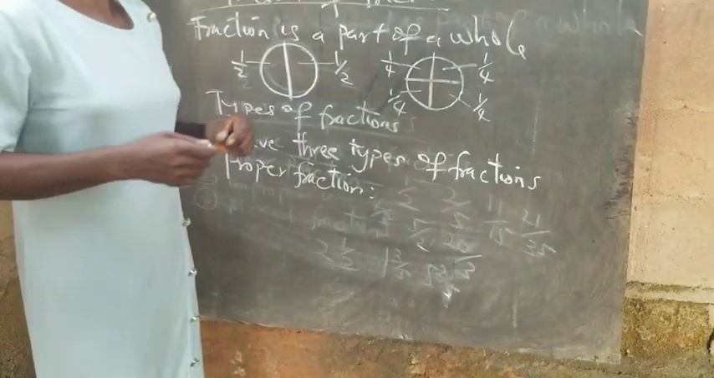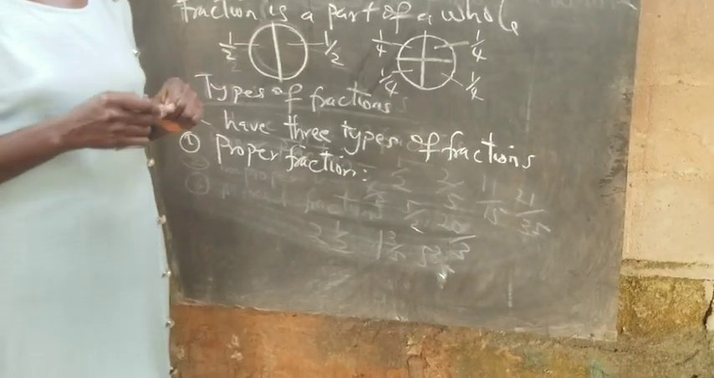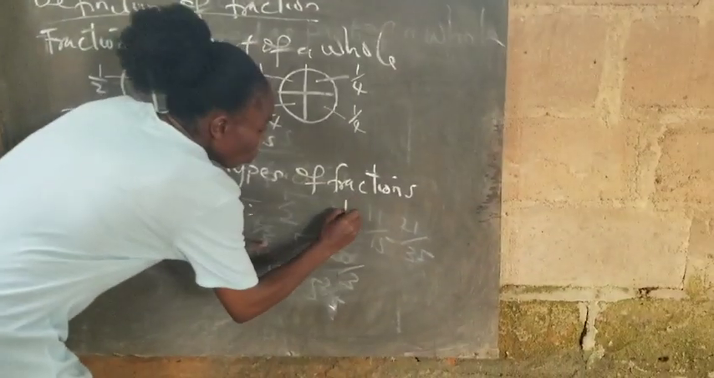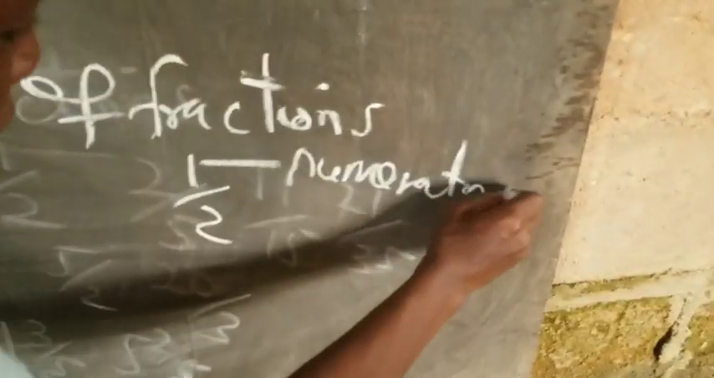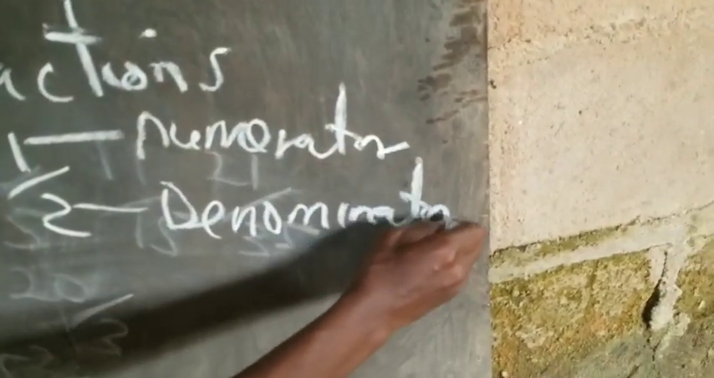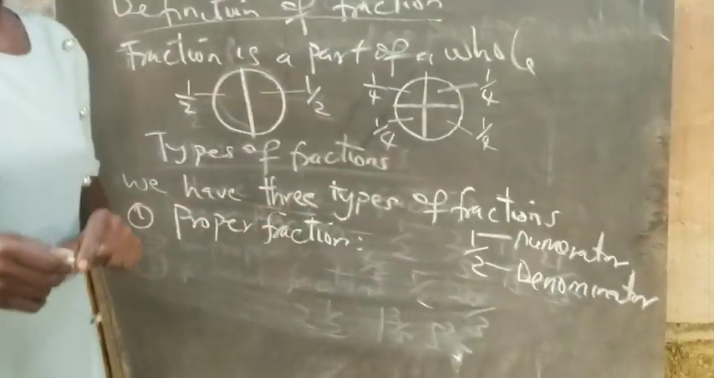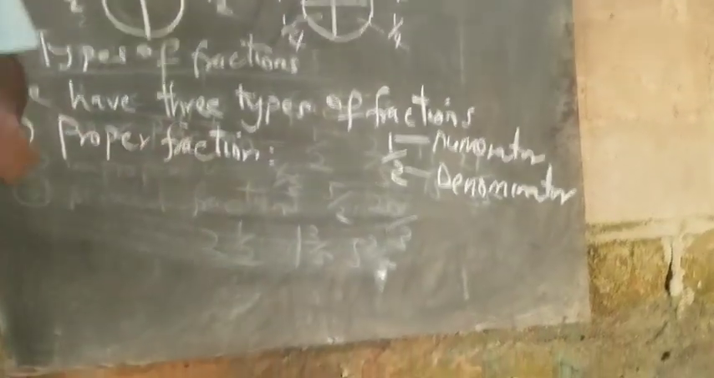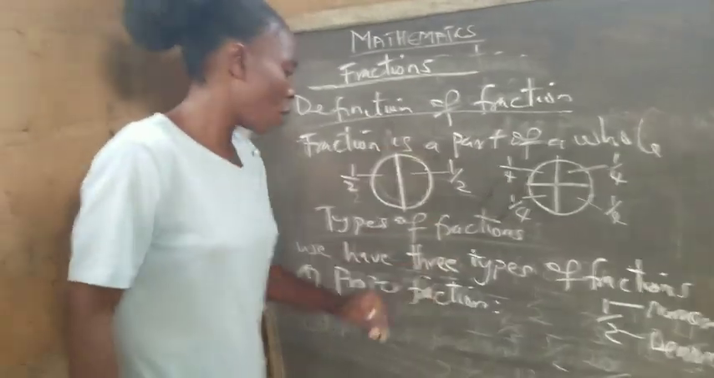Before I talk about the types of fraction, every fraction has parts. What are the parts of a fraction? It involves the numerator and the what? Denominator. Every fraction has a numerator and a denominator. Now, for a proper fraction, the numerator is less than the denominator. That is why it is called a proper fraction.